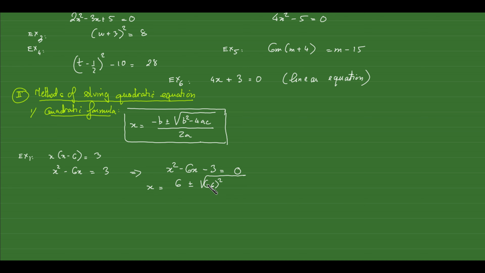Because if you don't put it in parentheses, it has another meaning. So you have to be careful with that. Minus 4 times a, which is 1, times c, which is negative 3, over 2a, which is 2 times 1. Now you can go ahead and calculate. So you have 36 plus 12, over 2, and keep simplifying: 6 plus or minus the square root of 48, over 2.